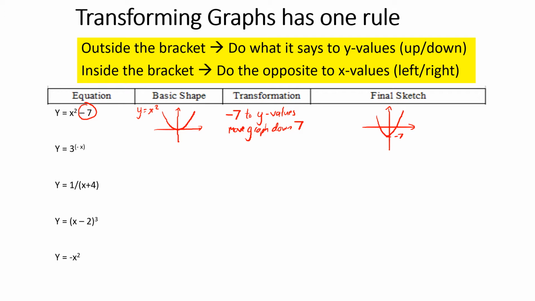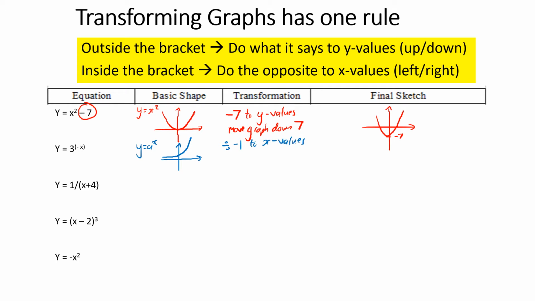So our next graph, 3 to the minus x. What type of graph is this? This is an exponential graph. We know an exponential graph, roughly speaking, looks like that. What have they done? Well, the minus x is the thing that's changed. Is that happening inside a bracket? Yes it is, you can see the bracket there. So we're going to do the opposite of what that said to the x values. So instead of multiplying our x values by minus 1, we're going to divide our x values by minus 1.